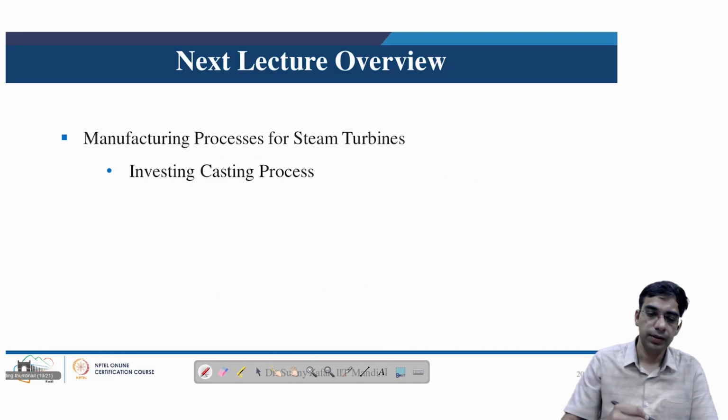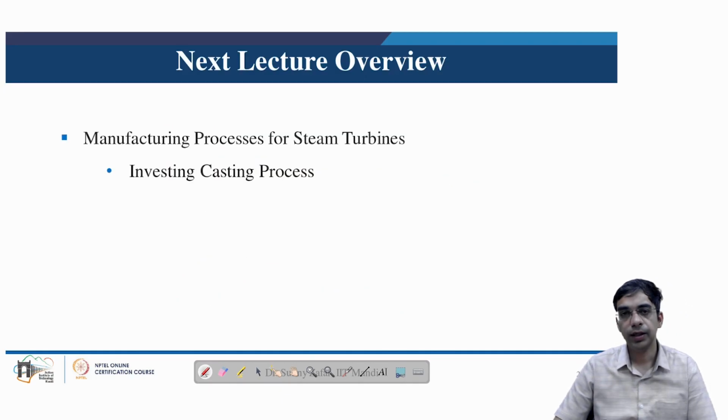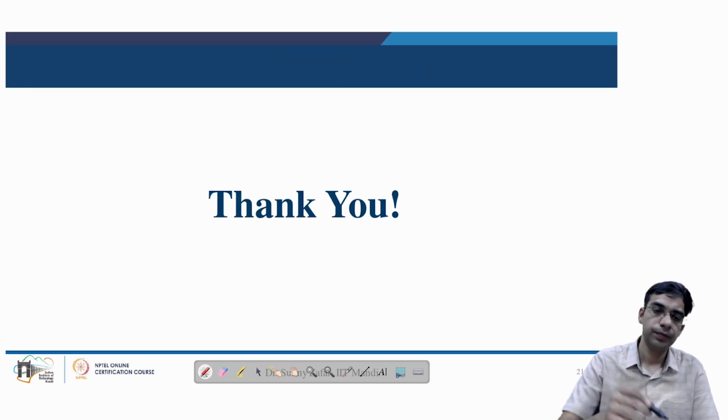So in the next lecture, we will start in detail the manufacturing processes for steam turbines, starting with the primary shaping, that is the investment casting route for making the steam turbine. Thank you.